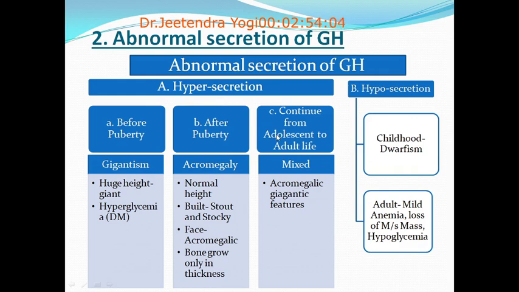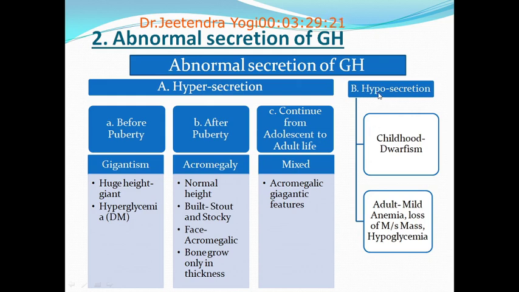Now the third condition is one in which excess secretion of growth hormone continues from adolescence to adult life, meaning excess secretion continues from before the epiphyseal fusion to after epiphyseal fusion in adult life. So this kind of individual develops mixed features of gigantism and acromegaly, and these are called acromegalic gigantic features.